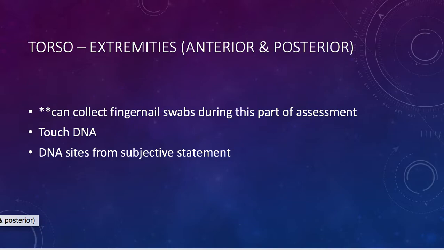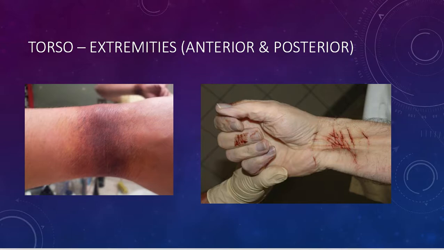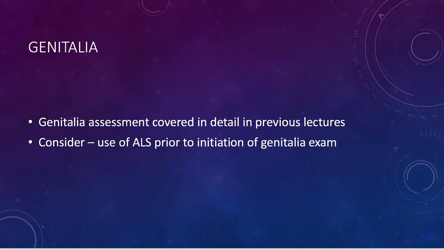And of course, when you're at this portion of the exam, then you can collect fingernail swabs during that assessment, looking for any touch DNA or any DNA sites from the subjective statement that you feel is pertinent to get a collection from. Here's an example of some bruises to the anterior. And you want to make sure that you're looking at anterior and posterior. You're documenting everything that you find. You're documenting as you go along.